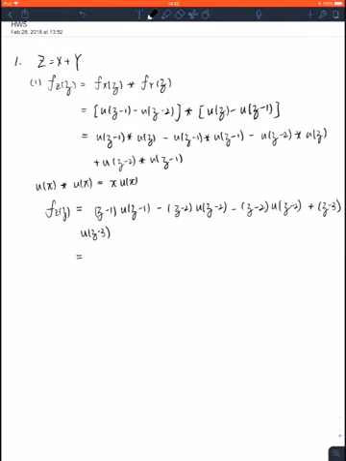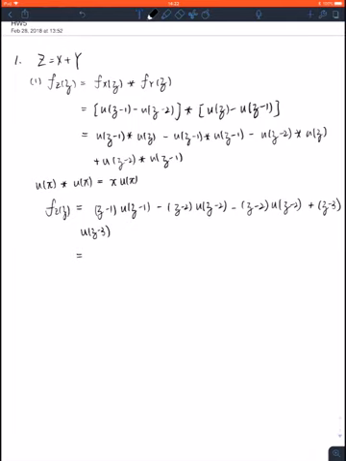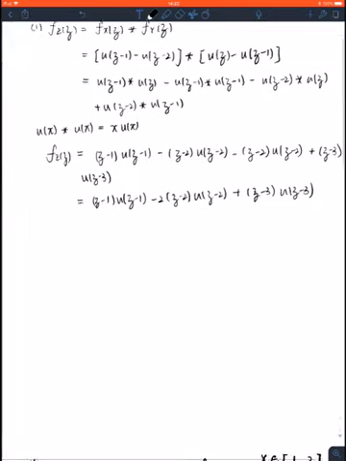And we can just do some expansions. Then it becomes (z-1)u(z-1) minus 2(z-2)u(z-2) plus (z-3)u(z-3). And that's question 1, how we can use the convolution method to calculate the density function of Z.